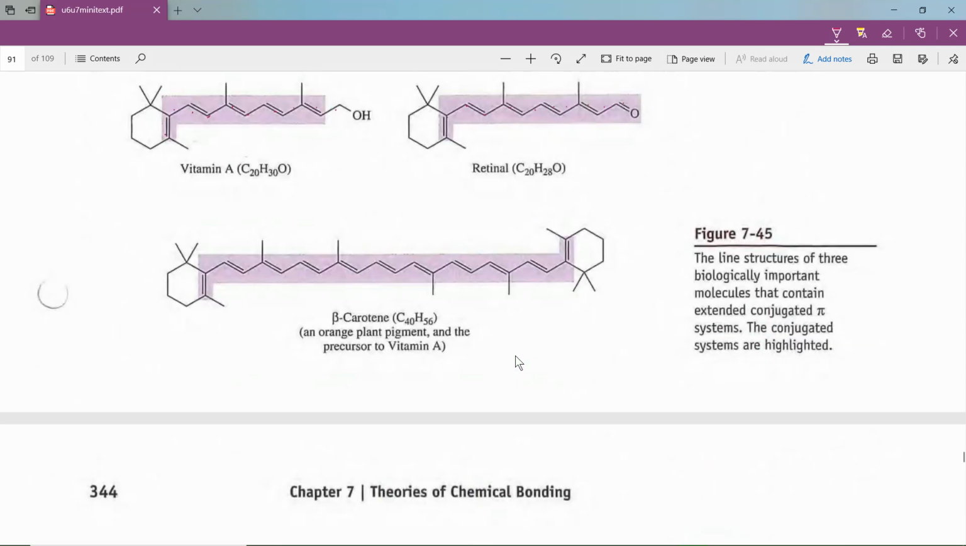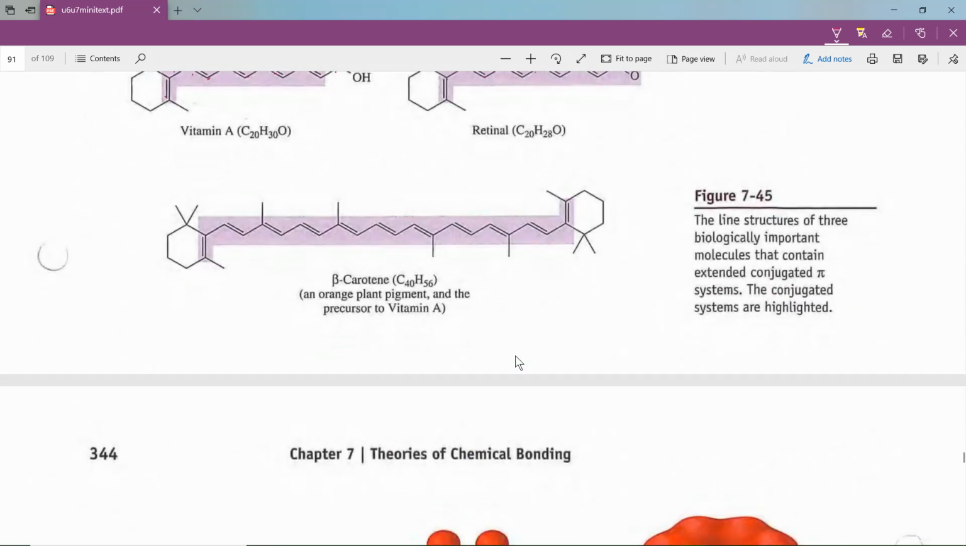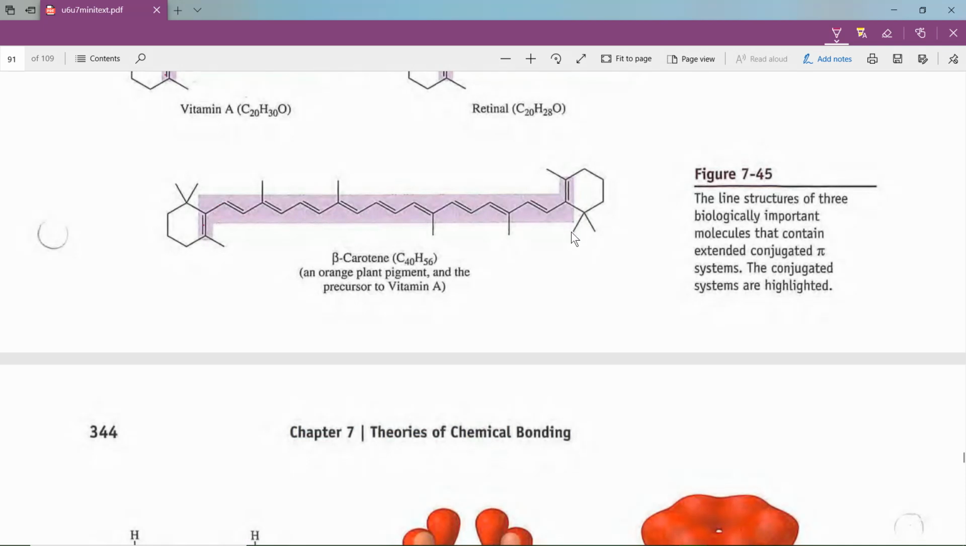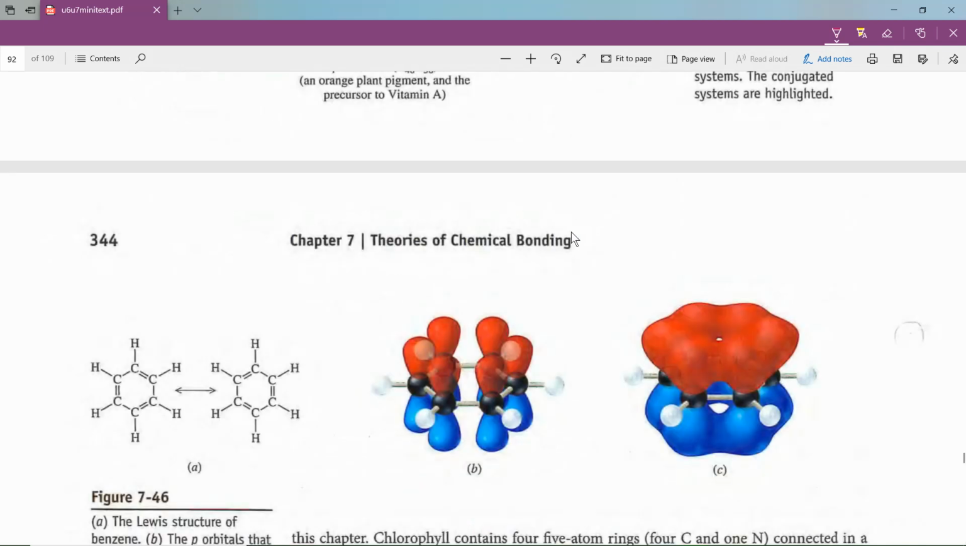Conjugated portions of the molecule, right? It doesn't have to be the whole molecule, but the portions highlighted in purple here. Beta-carotene, the precursor needed to make vitamin A. Again, you see double, single, double, single, and so on, all the way through. That is an example of an extended one.